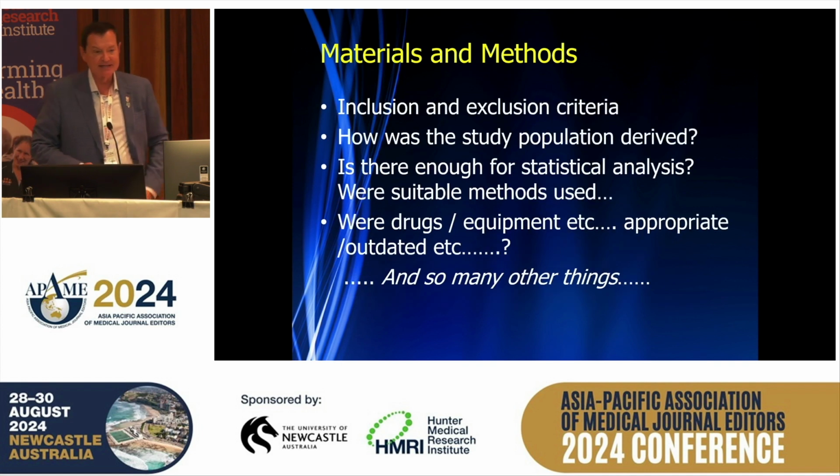Other things to consider: have the authors put in the inclusion and exclusion criteria? Is it clear what those are? Where did the population come from? How was it derived? Are they volunteers? Is it retrospective? Is there some sort of provision for a statistical analysis? Are the statistics being used appropriate? If you're not sure about that, as a reviewer, you can state that. You can say that maybe there should be an additional statistical reviewer, and that's perfectly legitimate.